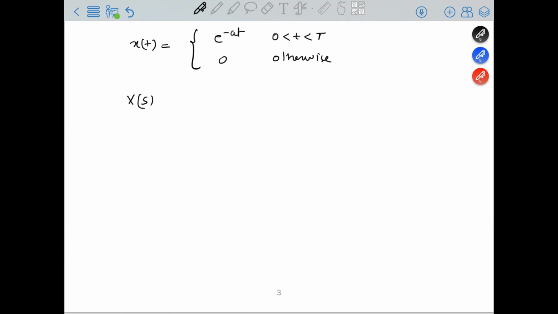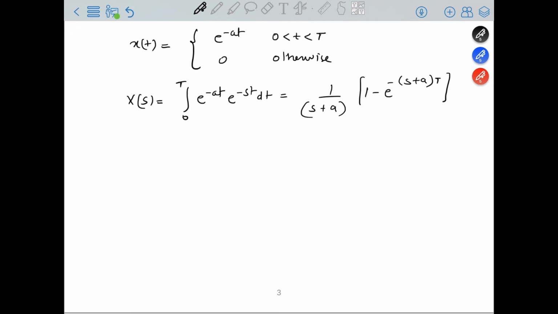So X(s) will be equal to the integral from 0 to T of e raised to the power minus at times e raised to the power minus st dt, from the formula. What we'll get? We'll get 1 upon s plus a times 1 minus e raised to the power minus (s plus a) T. And as it is finite duration, we can say that the ROC will contain the entire s plane directly.